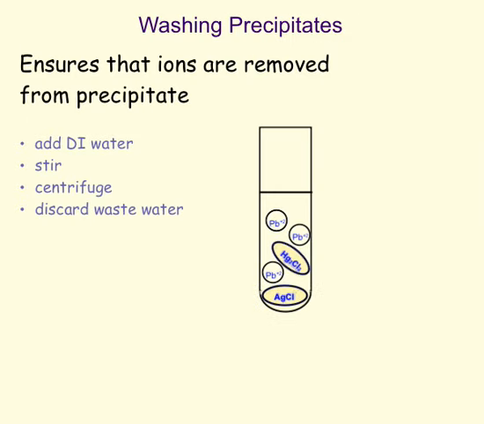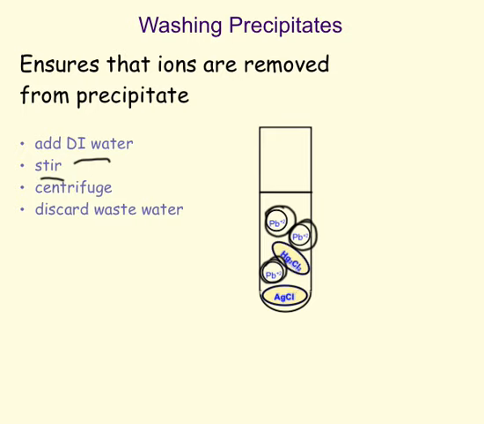Okay, so washing precipitates, sometimes this needs to happen, and your lab will tell you to wash a precipitate. This ensures that the ions are removed from the precipitate. For example, what we just looked at, when you test for lead, you get these lead ions out of solution. Sometimes they can be hard to get out of solution, and they remain with the solid. So what we do is we add some DI water, somewhere around 12 to 24 drops, but it doesn't really matter exactly. You just add some DI water.